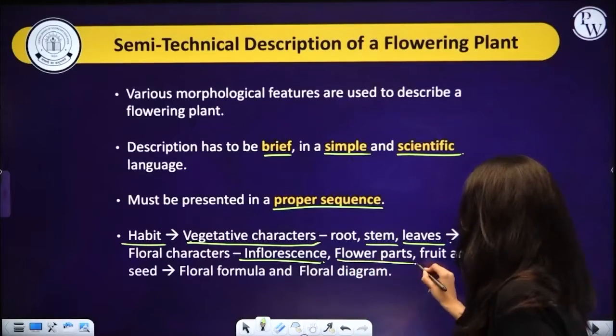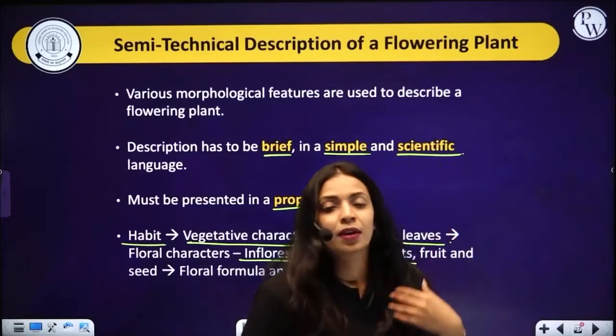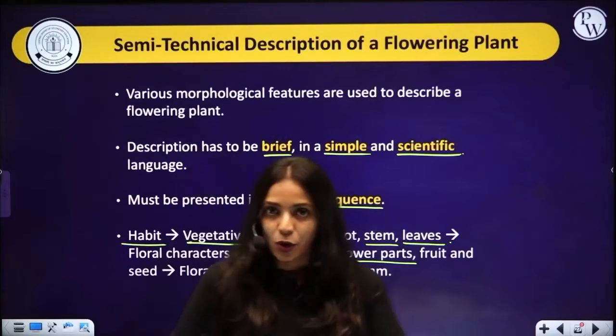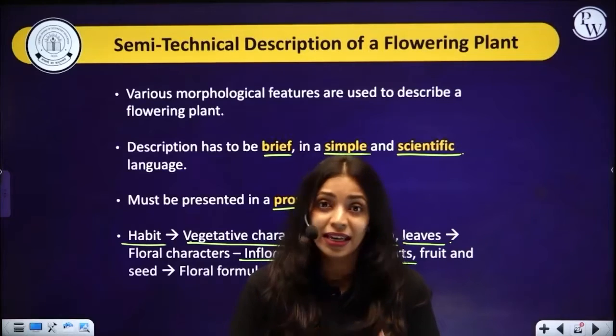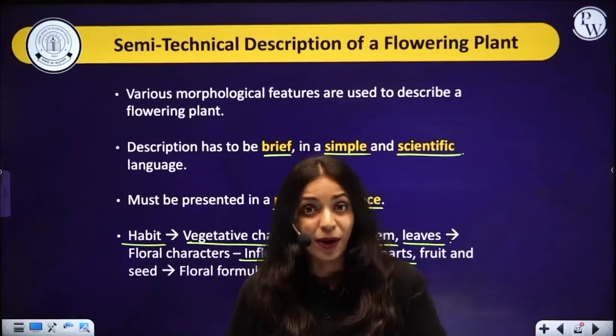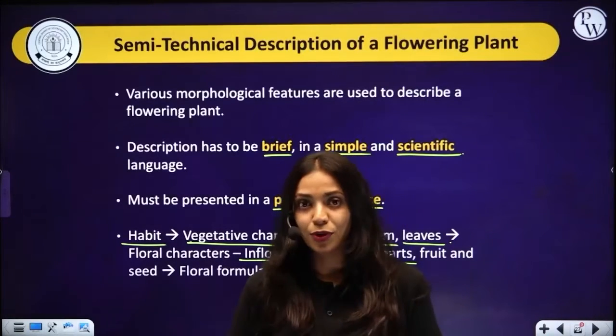Following that, you'll talk about the parts of a flower. So is the flower actinomorphic, zygomorphic? Is it unisexual? Is it bisexual? How are the calyx, sepals arranged? How are the petals arranged? Are they free? Are they fused?